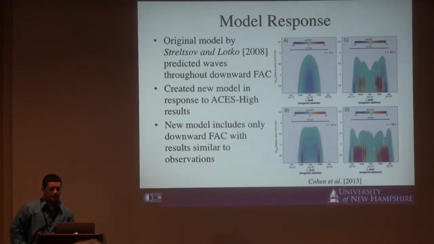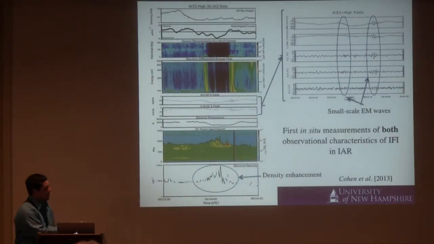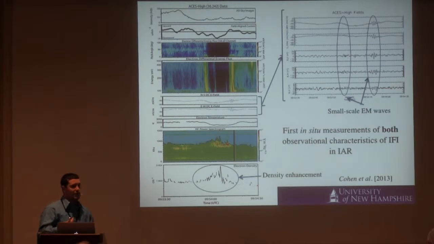So now you might have noticed, if we go back real fast, the original model from Streltsov and Lotko predicted that these small-scale oscillations would exist throughout most of the downward current region. That's not what we're seeing. We're seeing them mostly near the boundaries of the downward current region. One explanation for that is that the density gradients there would change the Alfvén speed, and that's what would cause the Alfvén signatures at that point.